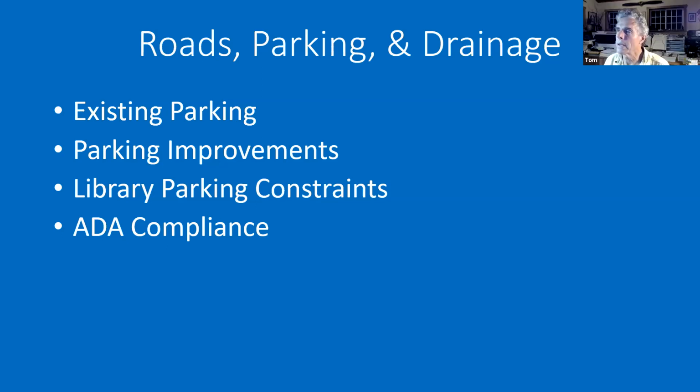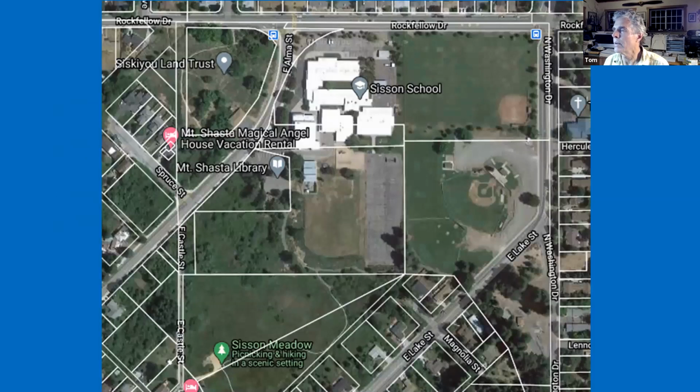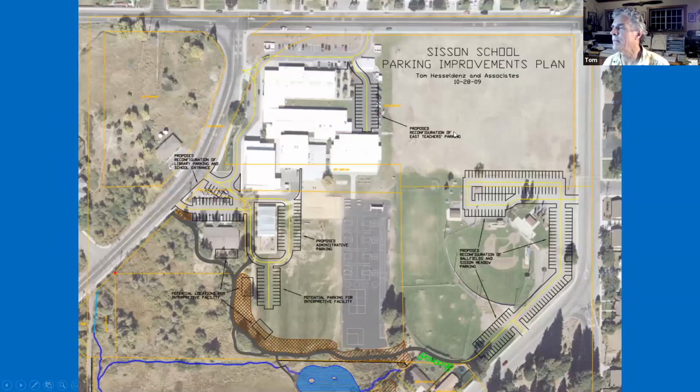So the next segment is roads, parking, and drainage. Actually, not a drainage issue here. Existing parking improvements, library parking constraints, and ADA compliance. So here is the existing site, and here's the parking. It's all gravel. It's not defined in terms of how people should park, how to make the parking efficient. When Steve Mitrovich was the superintendent of the Mount Shasta School District, he wanted to look at this. So he had me draw up what could be done about that potentially.